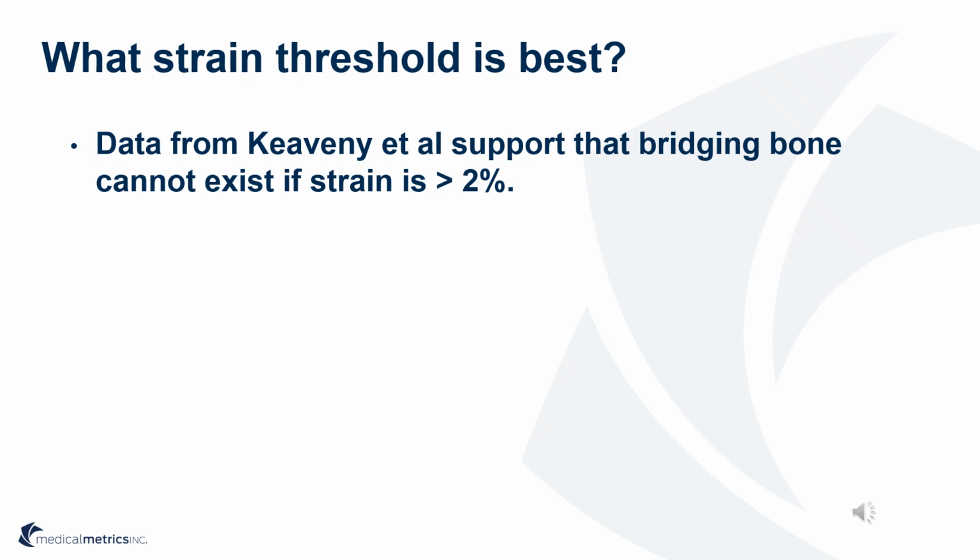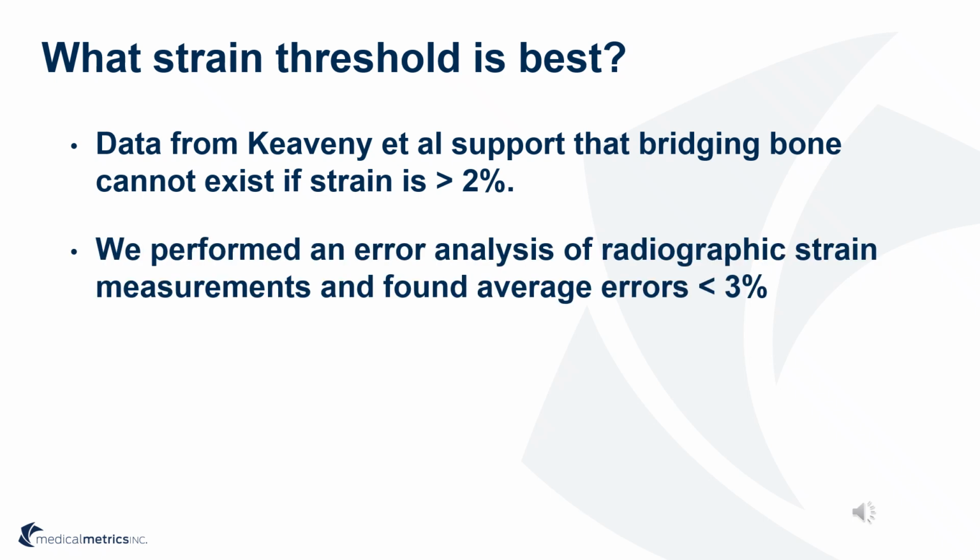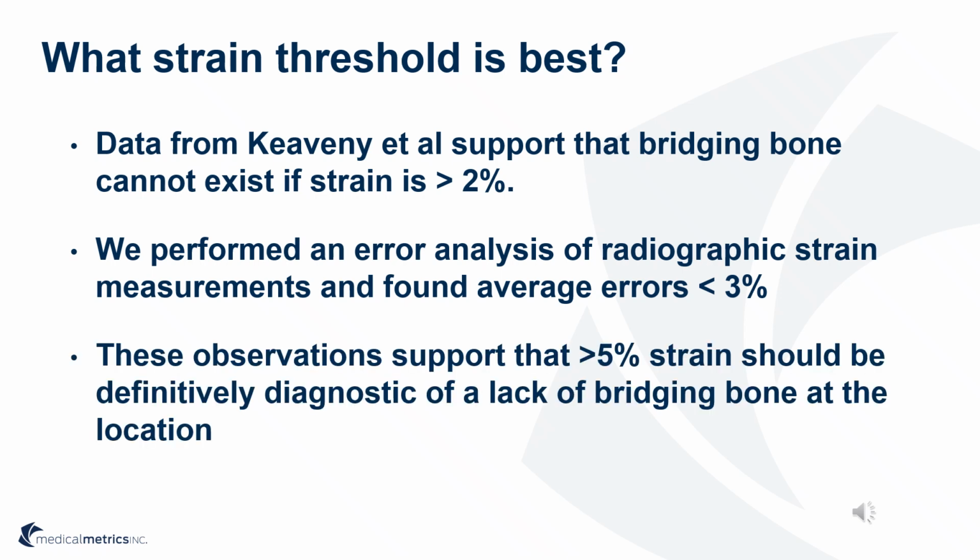To test the potential of strain-based fusion assessment, we need to choose a threshold level of strain that would identify a lack of bridging bone. Based on data from Kivini et al., the failure strain is under 2%. We have determined the error in the strain measurements to be approximately 3%. Therefore, strain greater than 5% is considered evidence for a lack of bridging bone and can be used to diagnose a pseudarthrosis.